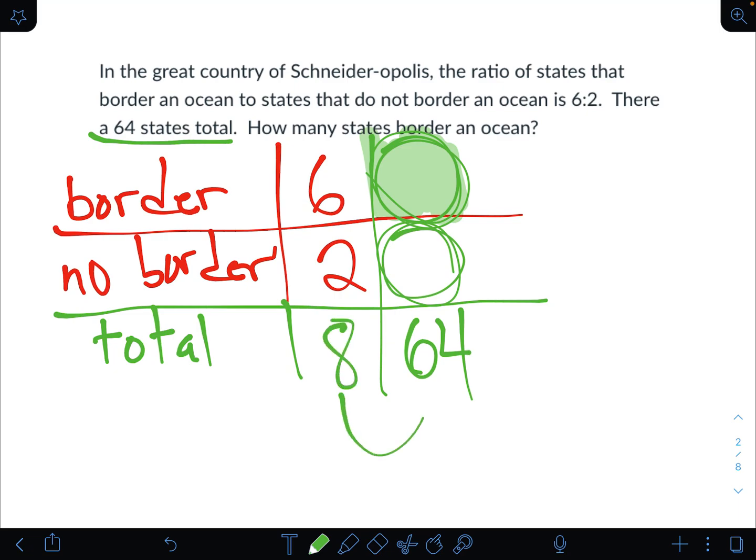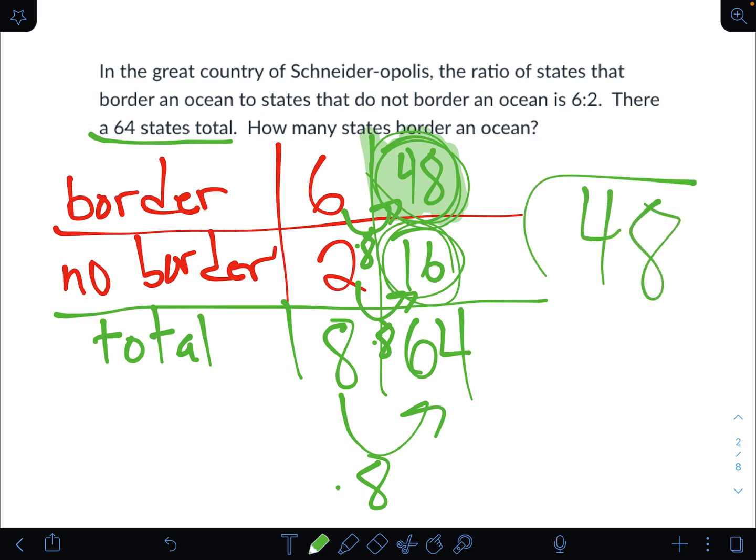Oh, and that's enough to go by because 8 times 8 is 64. So that means I do 2 times 8 to get 16 and 6 times 8 to get 48. So 48 states border an ocean.